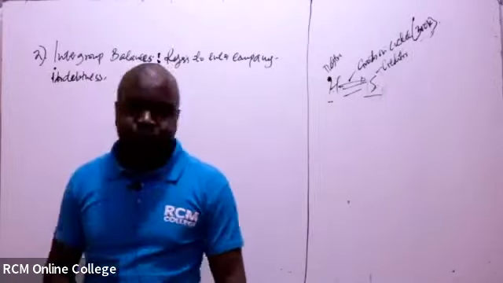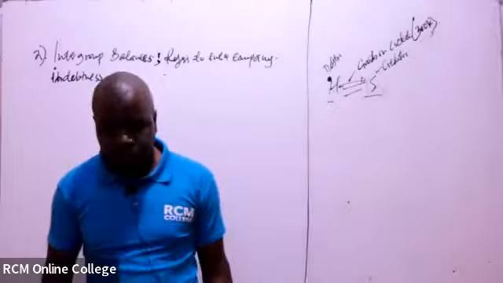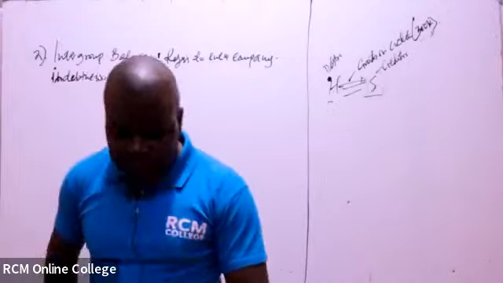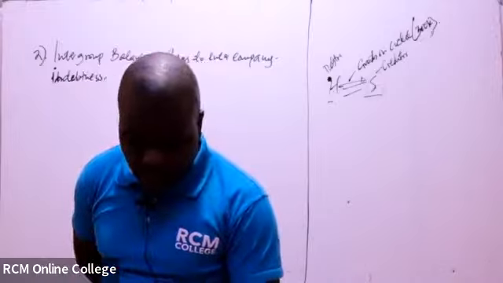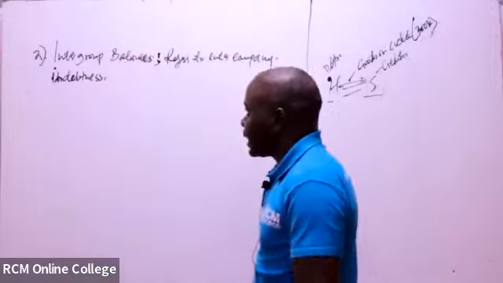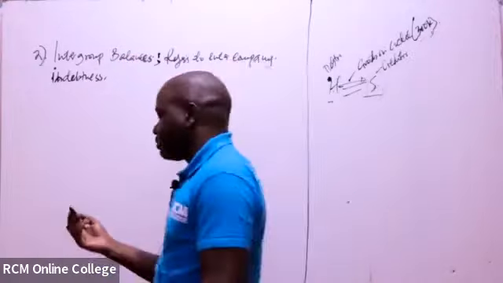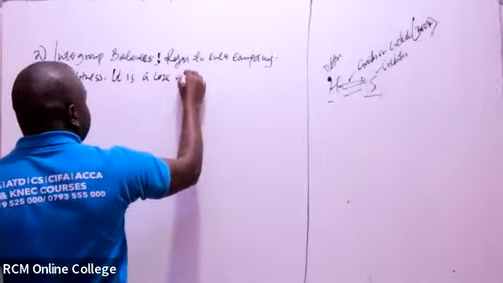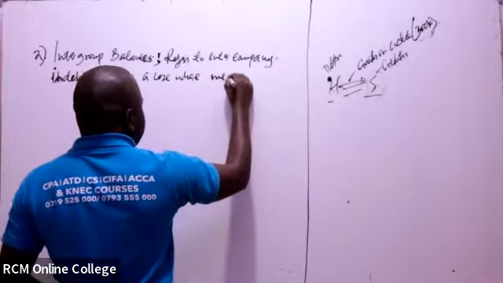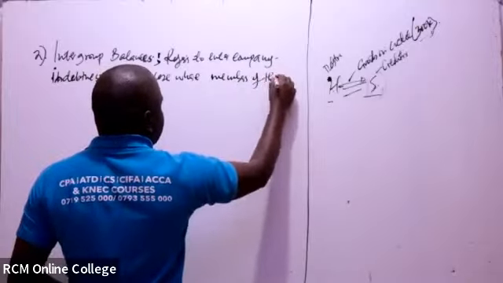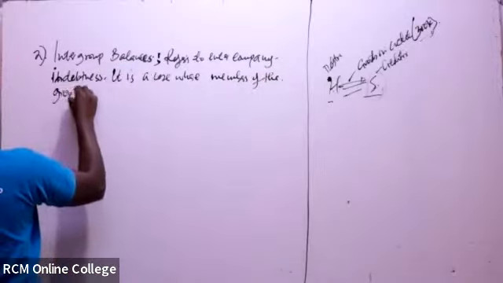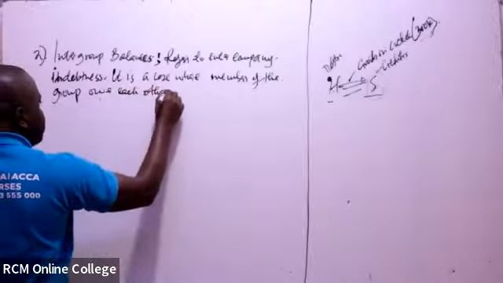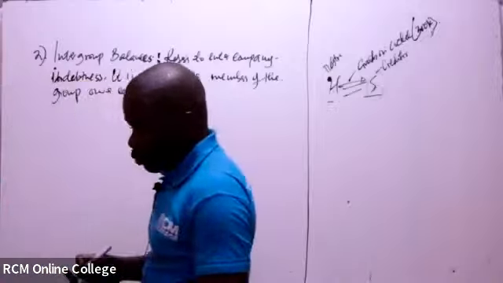That is now the question. That is our main focus, our main concern, to know how we treat the intergroup balances. It is a case where group companies, members of the group, owe each other. And therefore it brings about what we call indebtedness.